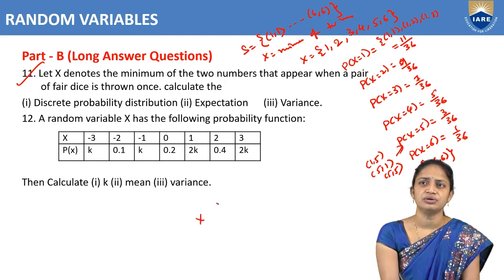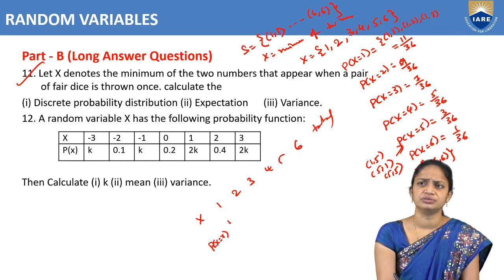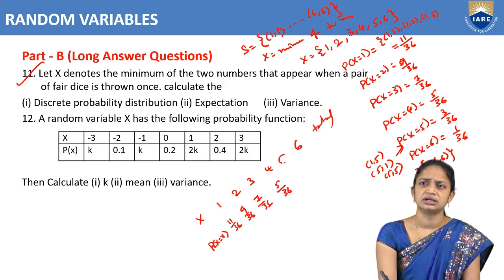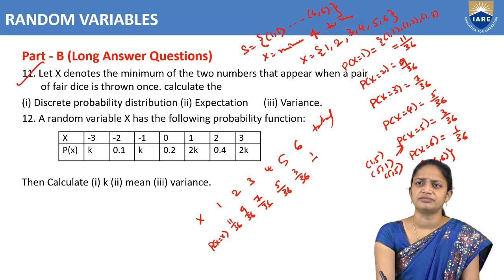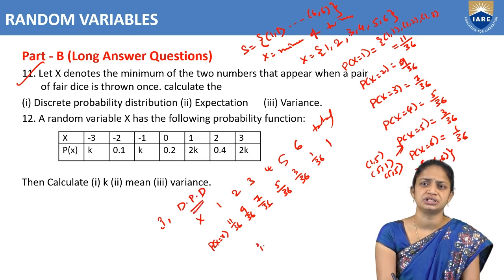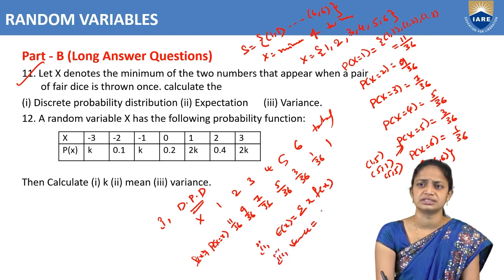So like that we can calculate the P(X) values. Therefore X equals 1, 2, 3, 4, 5, 6, and P(X=x) equals 11 by 36, 9 by 36, 7 by 36, 5 by 36, 3 by 36, 1 by 36, and the total is 1. This is our first question, the discrete probability distribution table. The second question is the expectation of X, that is summation x into f(x), where we know that P(X=x) is f(x). The third is variance, which is summation x squared f(x) minus mu squared.